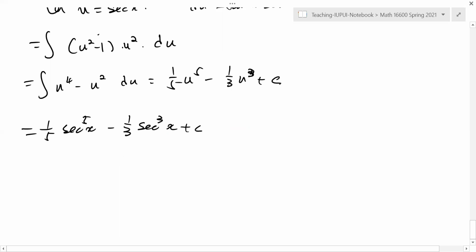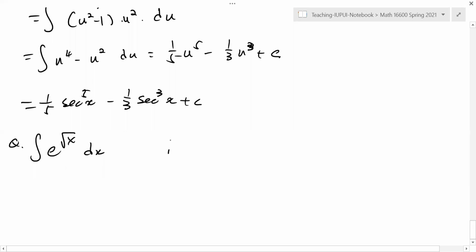But there are other ways to solve this problem, just a little bit more complicated. Use a different substitution. So I'm not going to try this. Okay. How about this?